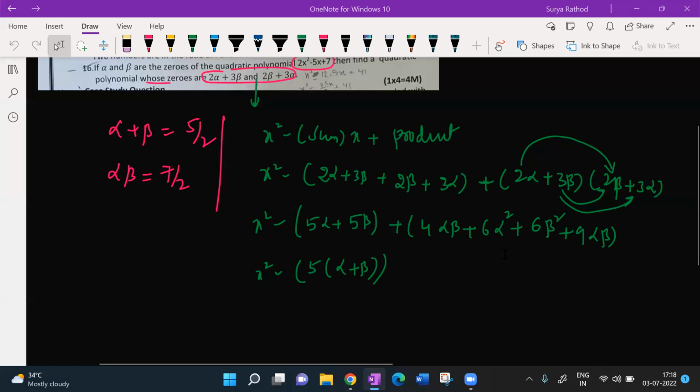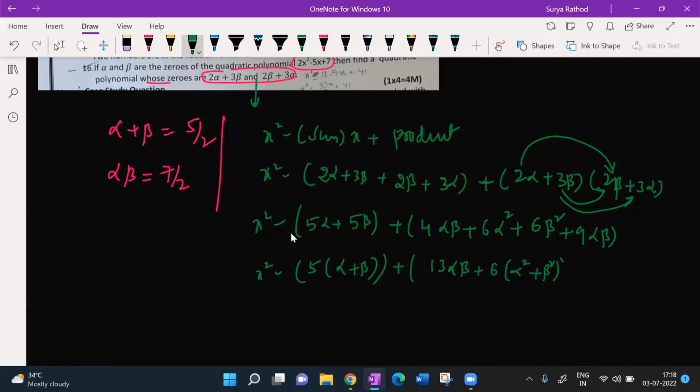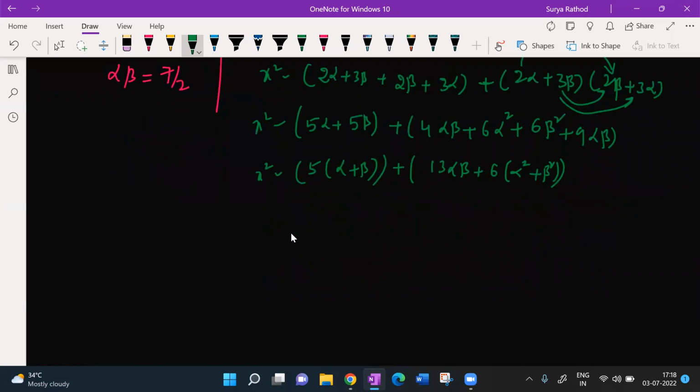Yes, 5 times alpha plus beta. Now look at this, add the like terms. So 13 alpha beta plus 6 times alpha square plus beta square, Harini. Correct, Harini? Yes. Now look at this. We know alpha plus beta value, we know alpha beta value, but we do not know alpha square plus beta square, right? So alpha square plus beta square can also be written as alpha plus beta whole square minus 2 alpha beta.